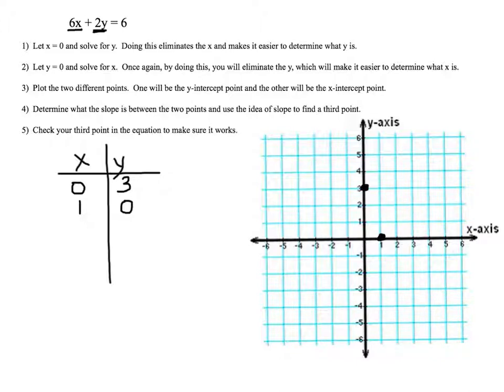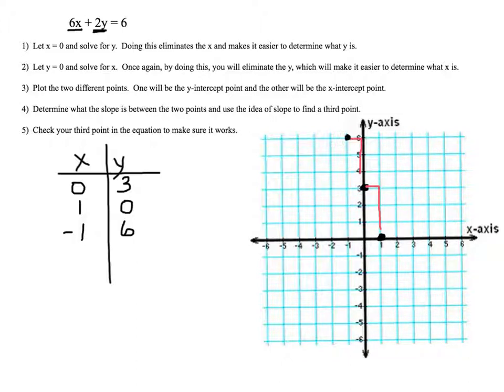I know that to get from one point to the next point, in other words, to get from this point up to the other point, I have to go up 3 and over 1. So I could find another point by going up another 3 and over 1, and this would have to be another point on that line. This would be the point -1, 6. And I could put that in my t-chart if I wanted to as well.